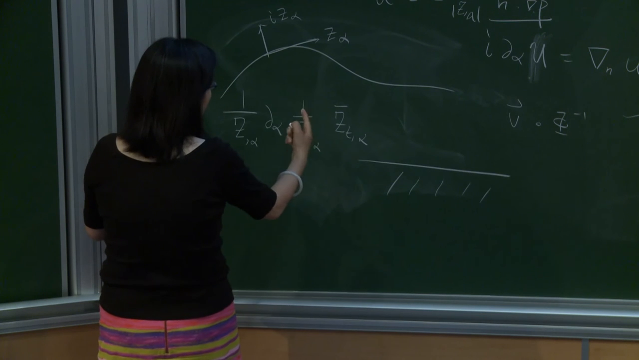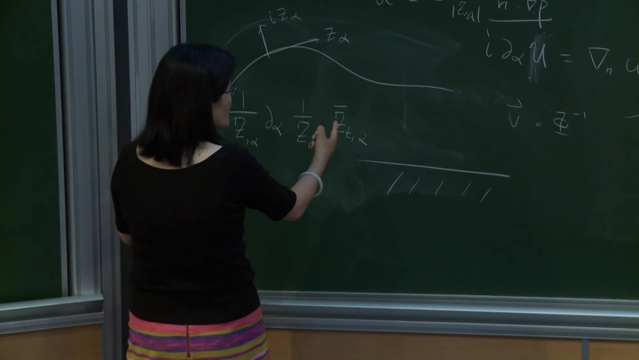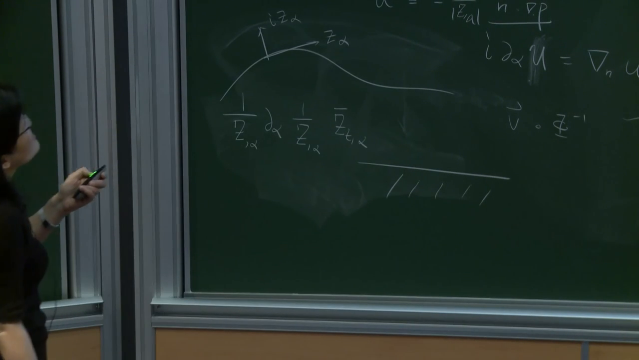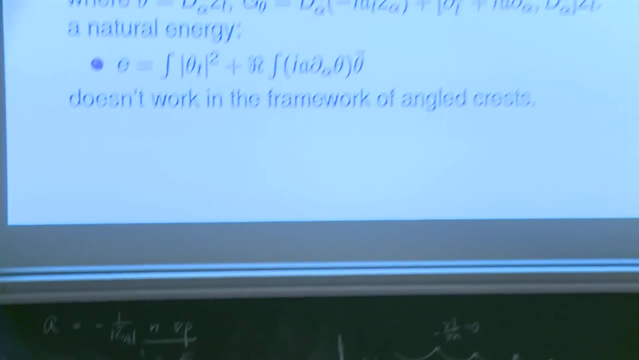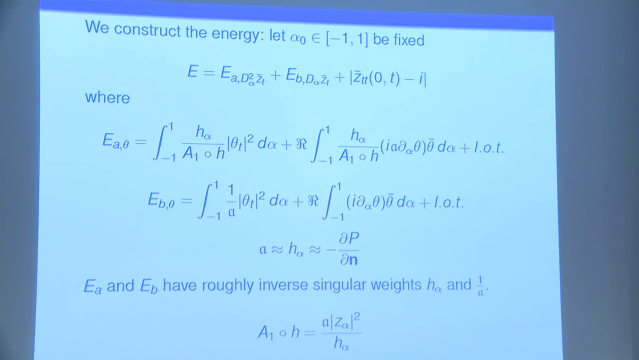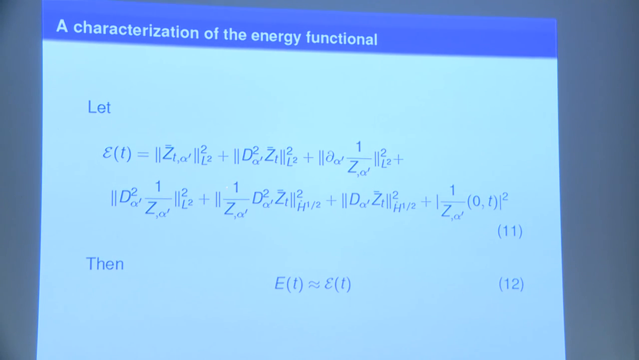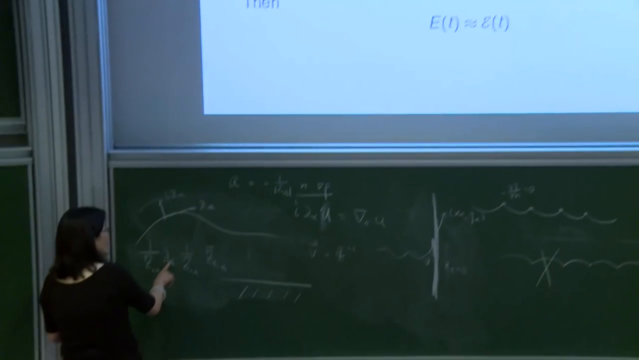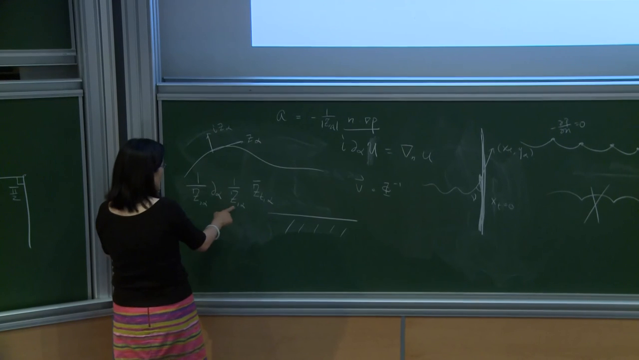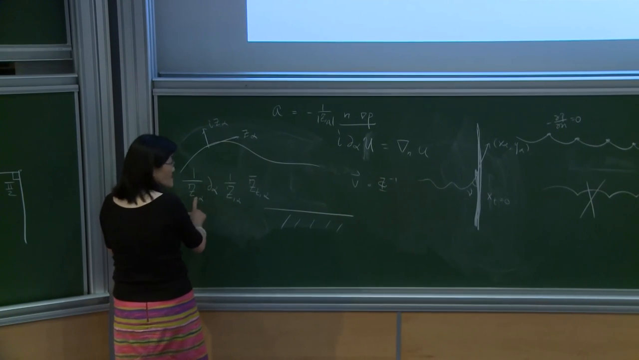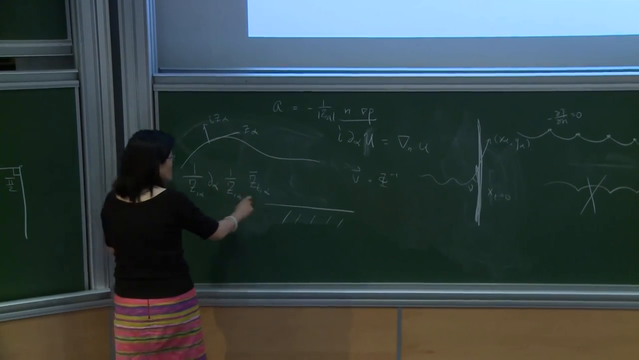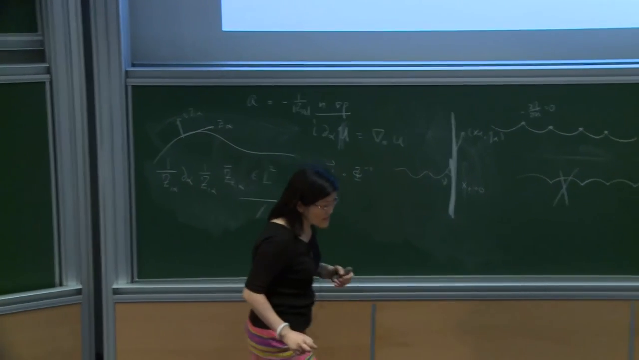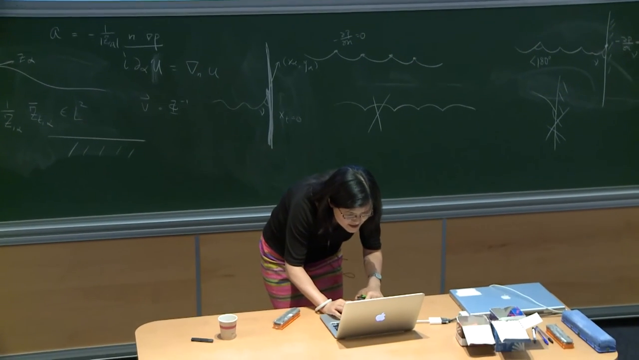Now if you want one more derivative to be in L2, if it's singular, taking a derivative makes it more singular. But remember that at the angle crest, precisely 1 over z alpha is 0. So if there's a singularity, the weight is 0. This means in order for the derivative to be in L2, you have to put two weights to weight it down, and then it's still in L2. So overall you get this energy.